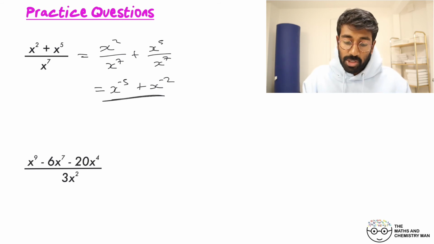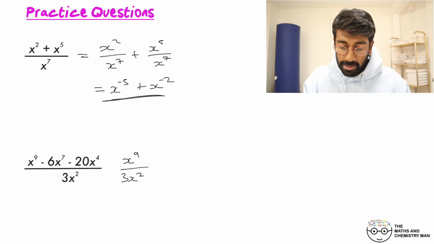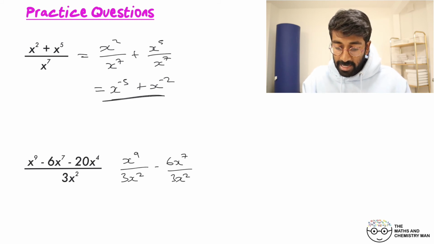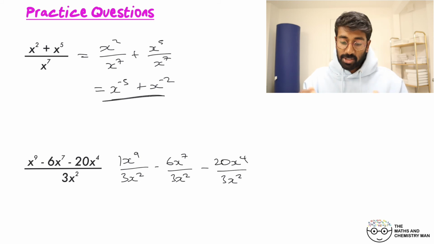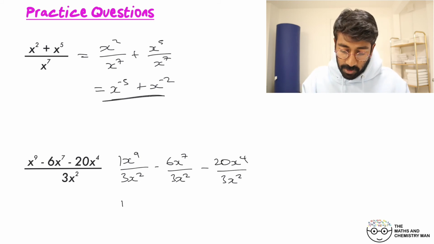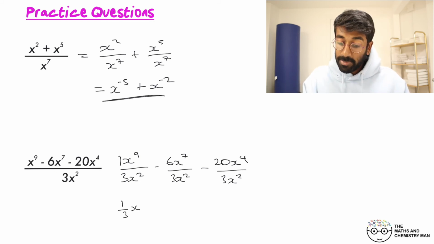With the next one, you should have had 3 fractions. So x to the 9 over 3x squared, take away 6x to the 7 over 3x squared again, and then finally 20x to the 4 over 3x squared. Now let's get cancelling. I'm going to put a 1 in there just to see that a bit better. So we've got a third x to the power of 7.